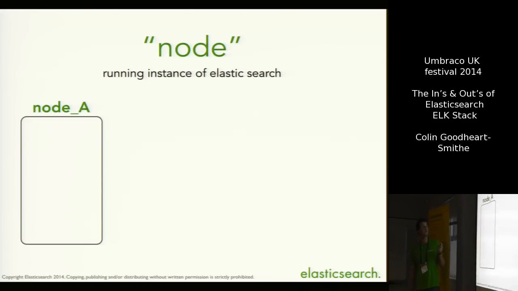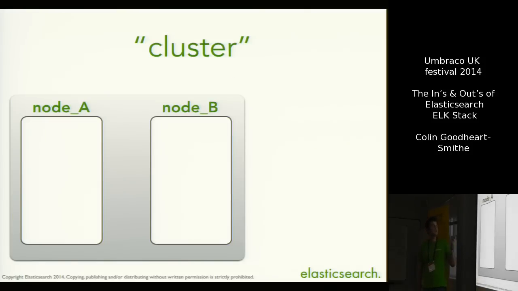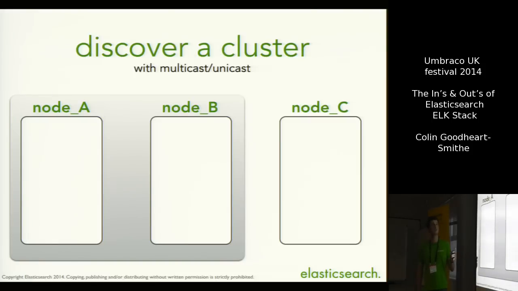So like I said, a node is just a running instance of Elasticsearch. But a cluster is one or more of those instances, so one or more nodes, all with the same cluster name, which are working together. So a cluster might look like this. You've got node A and node B. They've both got the same cluster name, so they're both formed in a cluster together. When you start a new node, just by running bin Elasticsearch, that node will use multicast or unicast, by default multicast, but you can set it up to use unicast instead, to detect the already formed cluster and join it.